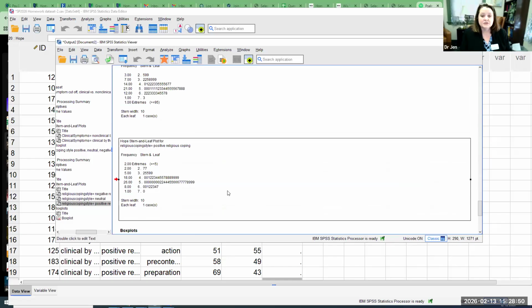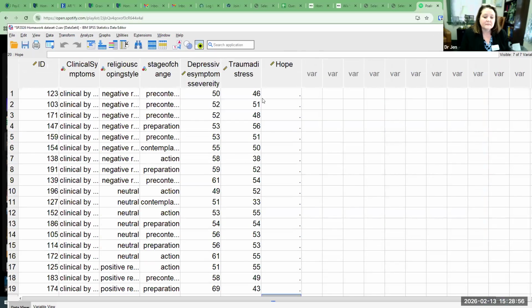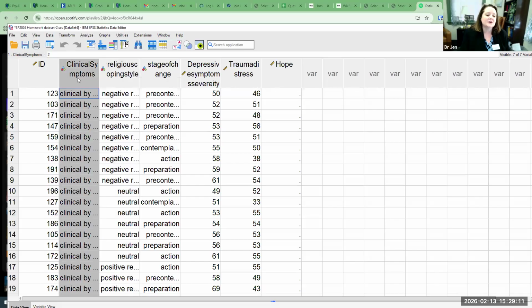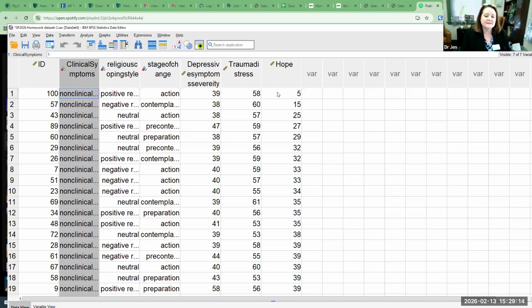Okay. So once you've identified your outliers in stem and leaf, then we need to switch back over here and find them. You have a lot of ways to do this. One way is to just sort hope and then sort religious cope, or let's sort clinical symptoms first. Then hope stays in order, with all the non-clinicals together and all the clinicals together. What I found, and I have written down on my little piece of paper so I don't have to go back and forth, is 2 that are scoring 15 or lower in the non-clinical group. So I'm going to delete those.